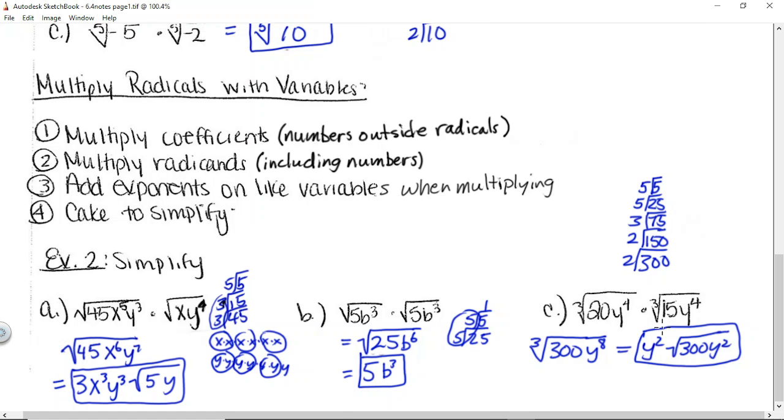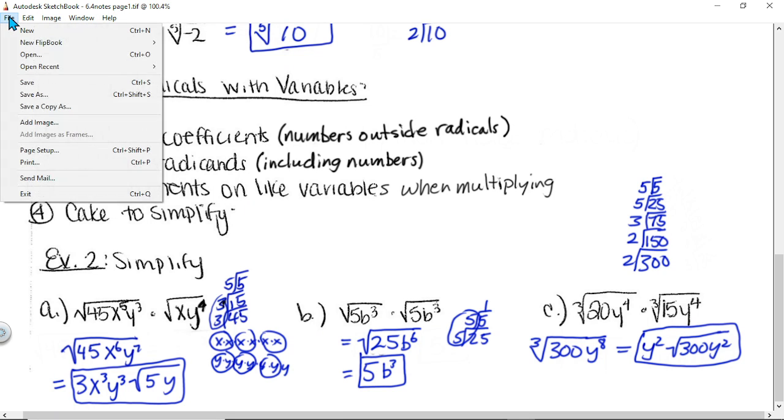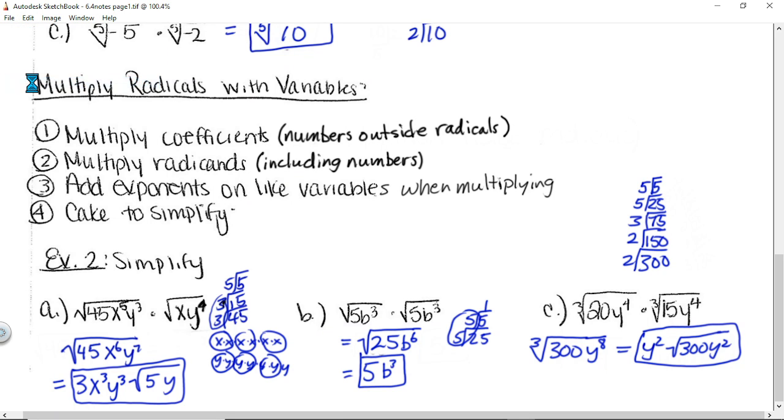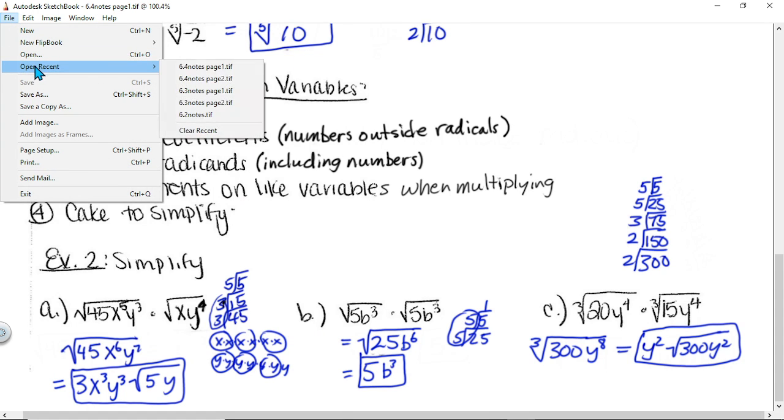Okay, so just one more. That's all we could fit on one page. I need to save that. Get the other page brought in here.